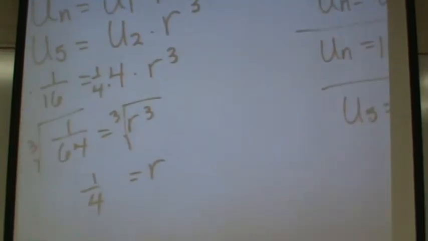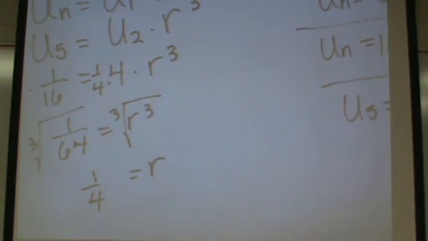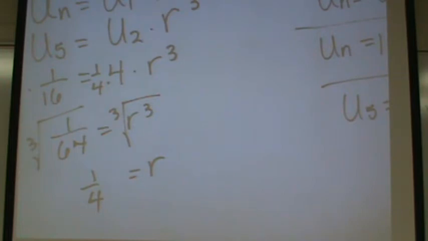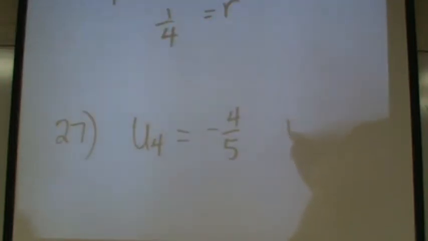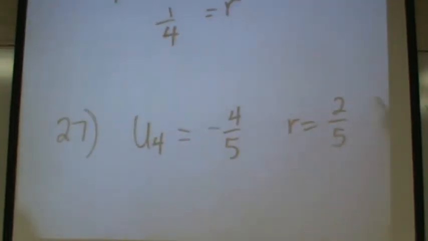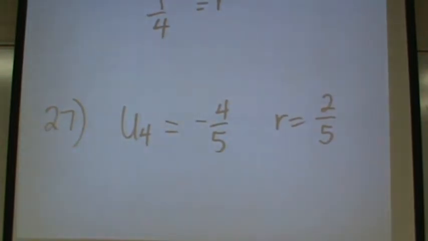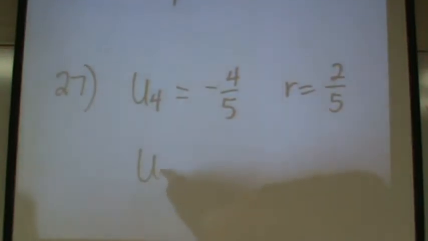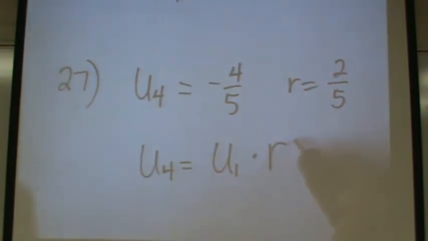27. They give you the fourth term is negative 4/5, and they give you the r value is 2/5. So we do not know the first term. What you could do is use this formula: u sub 4 is equal to the first term times r, and this would be a 3, because it's n minus 1 right here.